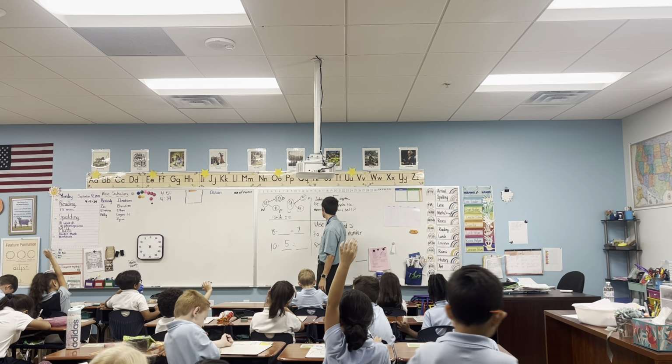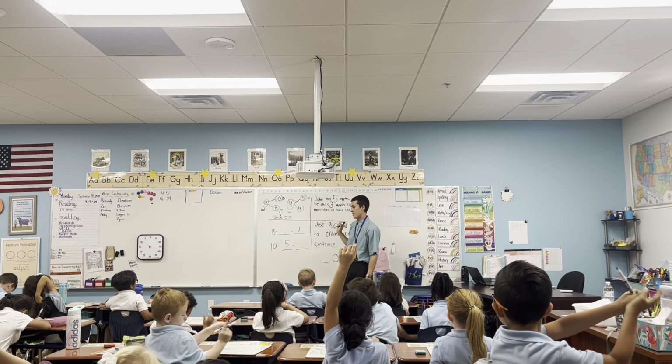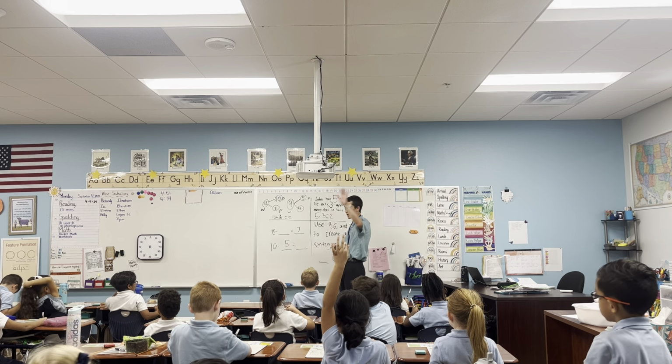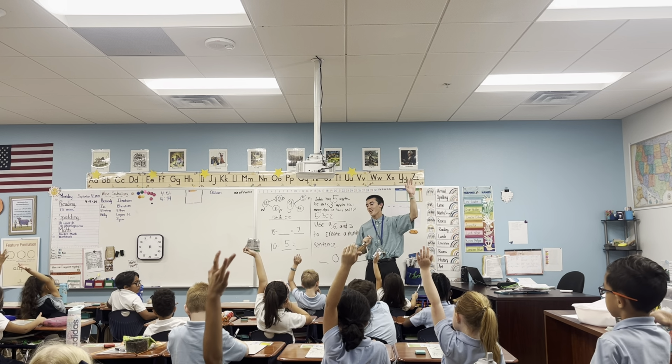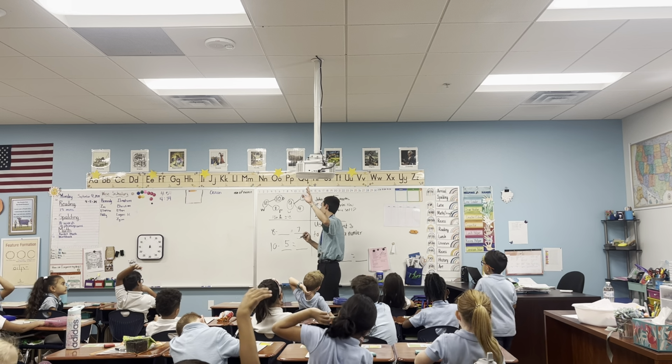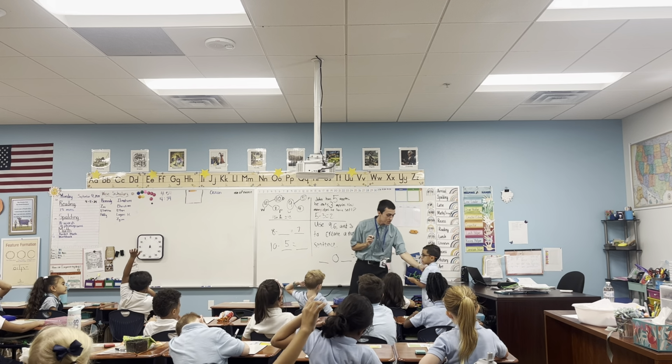Ibrahim, what did you write to solve this? 5 minus 3 equals 2. Who agrees? Raise your hand. Yep, 5 minus 3 equals 2 apples left. Good job, Ibrahim. I'll call you if you're sitting down.